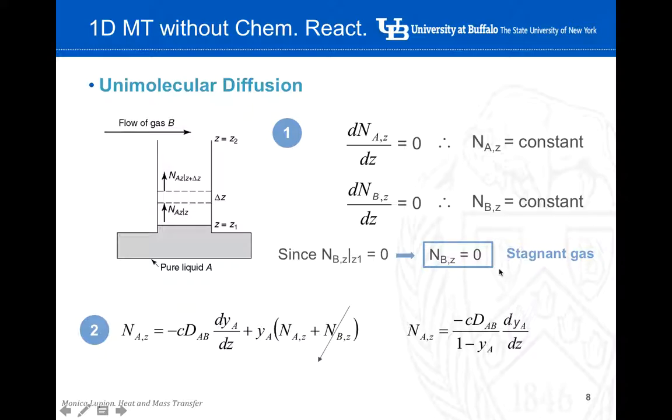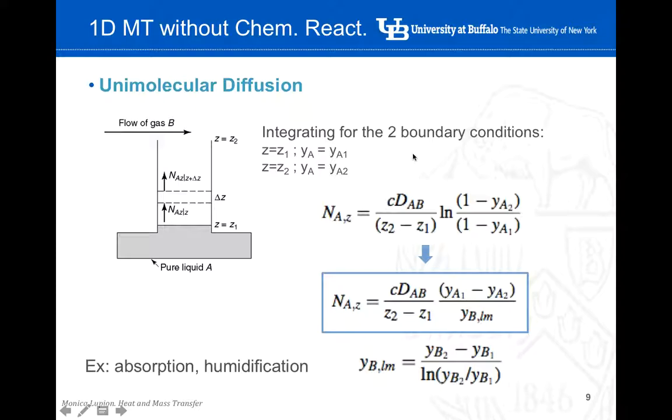If we apply this solution that we just found to the Fick rate equation here, we can cancel this term, and therefore the molar flux of the element A will be equal to minus the concentration times the molecular diffusion coefficient over 1 minus the molar fraction, times dy/d zeta.